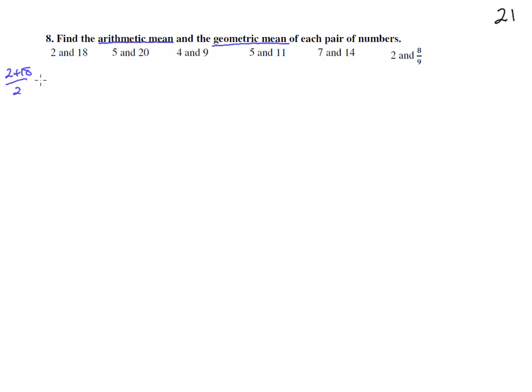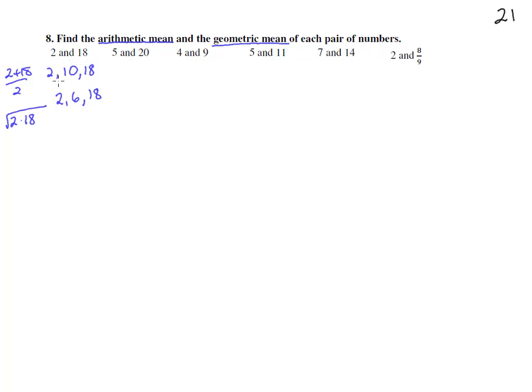We get 20 over 2 is 10. So 2, 10, 18. That's how it's in the middle. We have 8 and 8. Now if we take the geometric mean, we're going to take 2 times 18 and square root it. 2 times 18 is 36. Square root is 6. So we get 6 is in the middle of that.